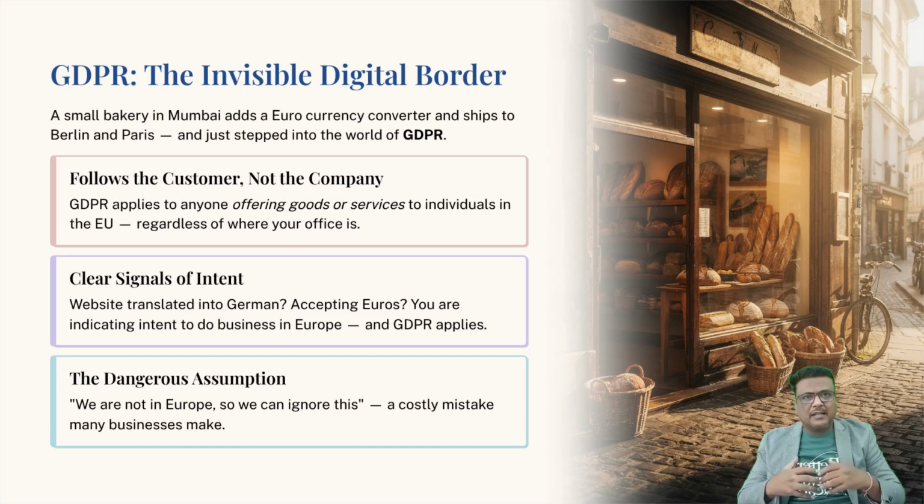A small artisan bakery in Mumbai decides to launch a beautifully designed website to sell premium cookies, and they include a currency converter that shows prices in euros while offering shipping directly to Berlin and Paris. By doing this, they have just stepped across the digital border into the world of the General Data Protection Regulation, or GDPR. The regulation applies not just to companies based in Europe, but to anyone offering goods or services to individuals located in the European Union.